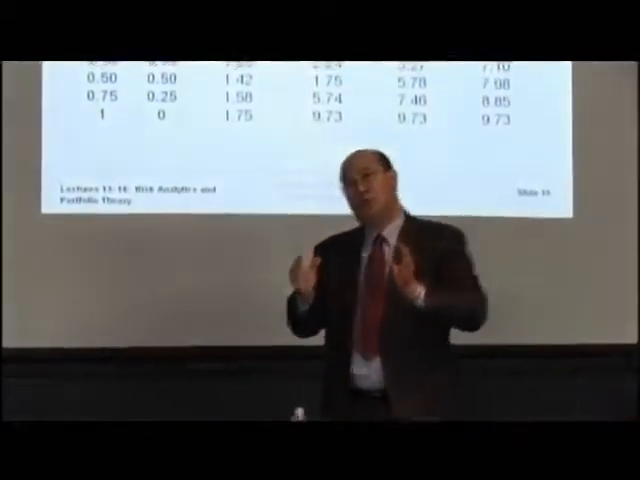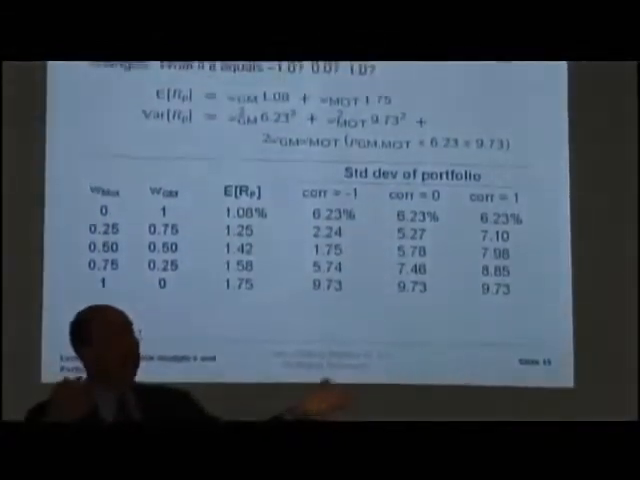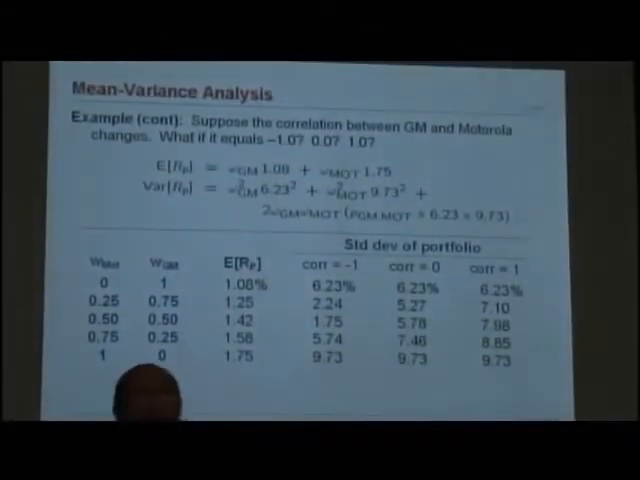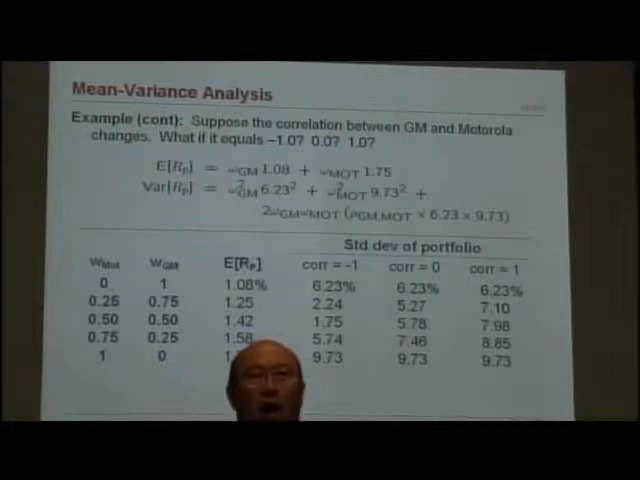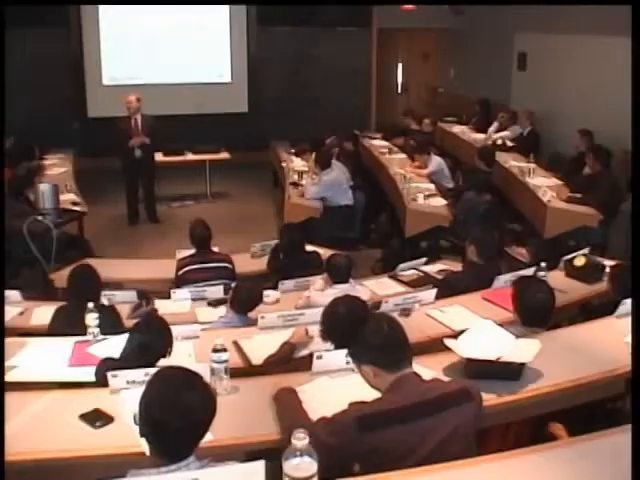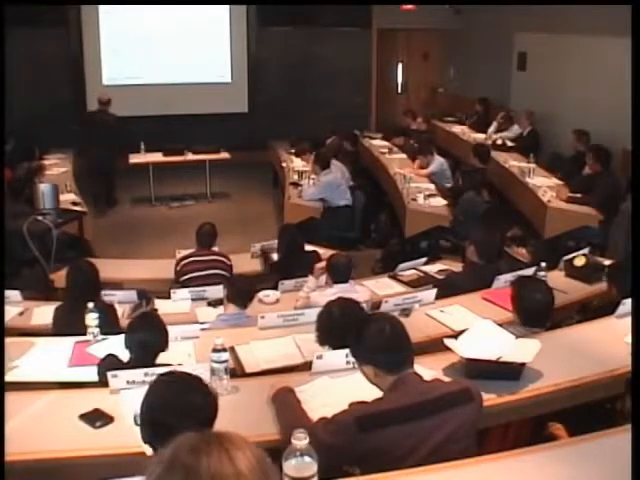Okay. So let me talk about the General Motors and Motorola example, but now where I am going to tell you that correlations are changing over time. So let's do the example that Lewis wants us to do. Let's actually assume the correlation is, I don't know, 0 or 1 or -1. Let's go through all three cases and see what happens. You'll see some remarkable things coming out of this.